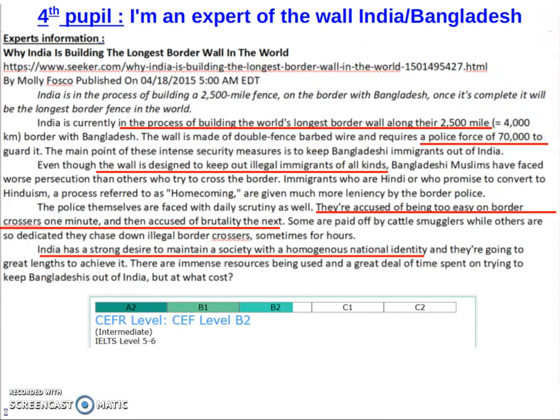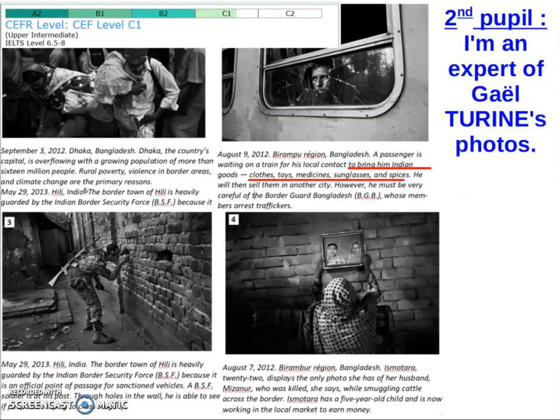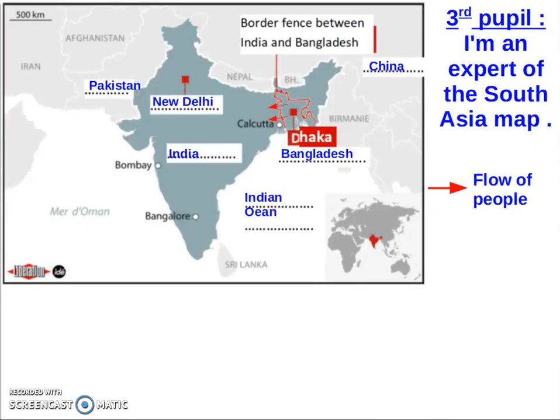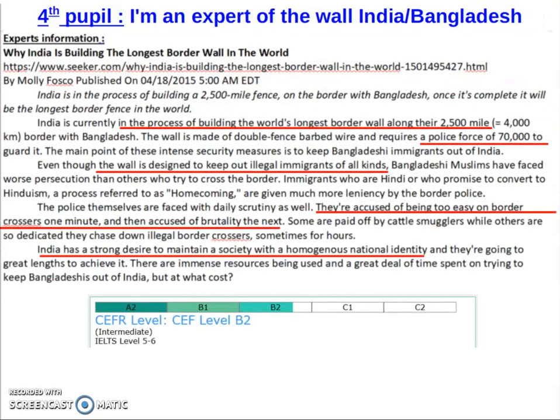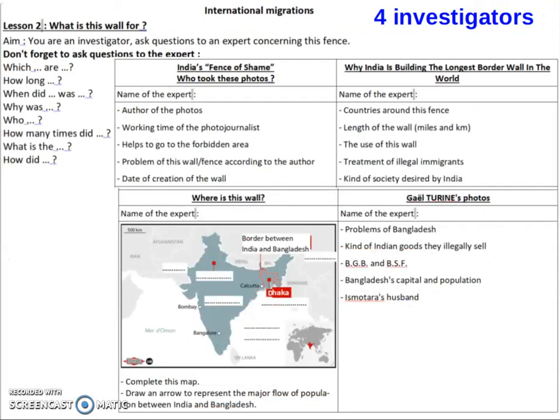And this one is easier. It's South Asia map expert, and my investigators will have this worksheet. They've got examples of questions that they can ask, and they will write the answers on the worksheet here. Okay, then they have to create the answer, and I will listen to them to see if they are asking questions.